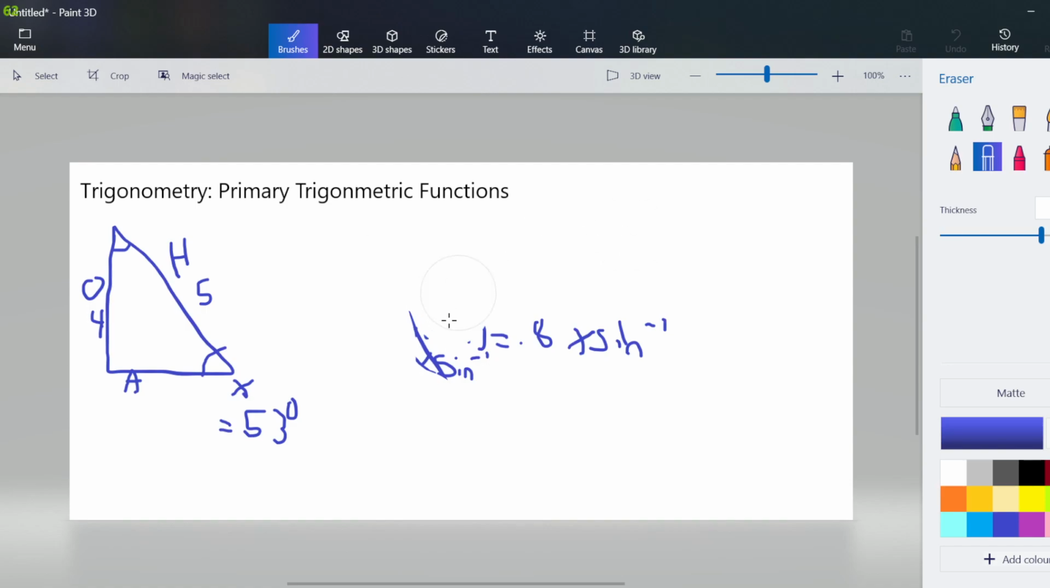Now we're going to use the cosine. So now let's say that I didn't have this side, but I did have this side.